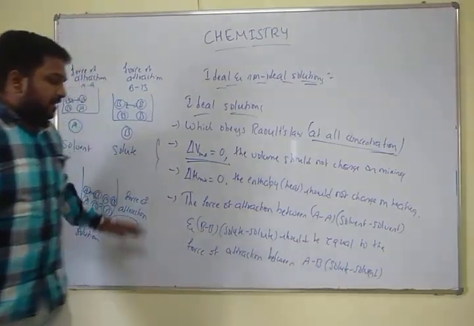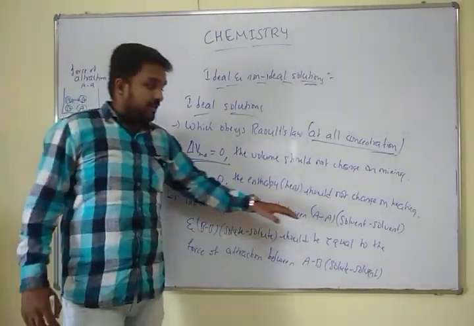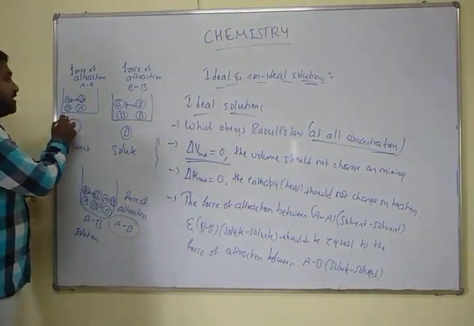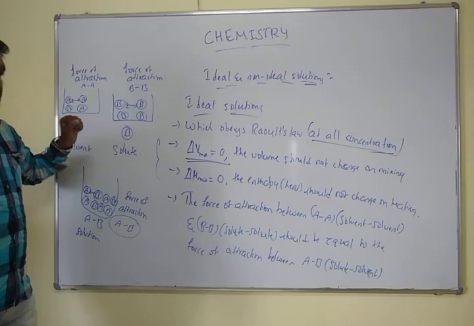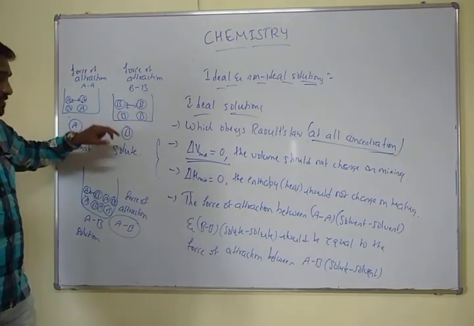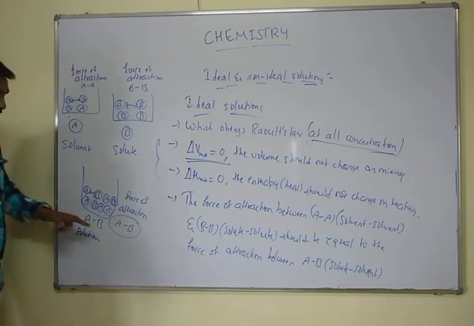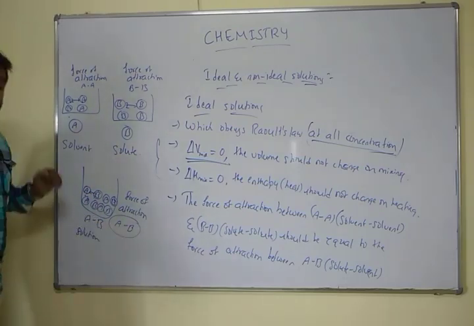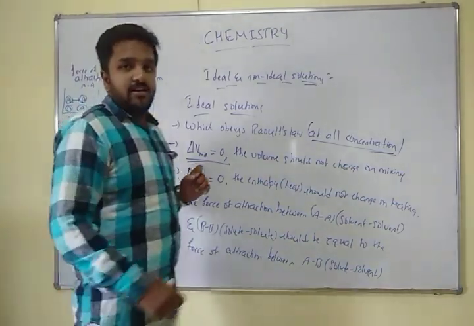Clear? It is very critical. We focus on this one. So the force of attraction between AA, that means the force of attraction between the components of solvent, and the force of attraction between the components of the solute should be equal to the force of attraction between the components of A and B. That means solute and the solvent. This is the fourth important property of ideal solutions.